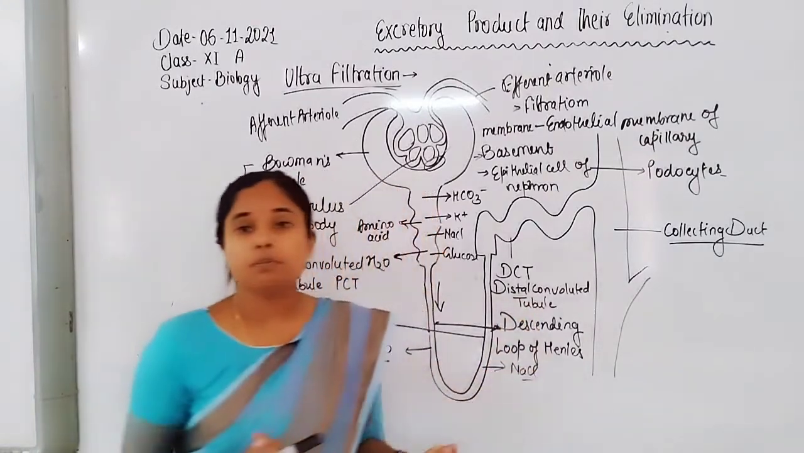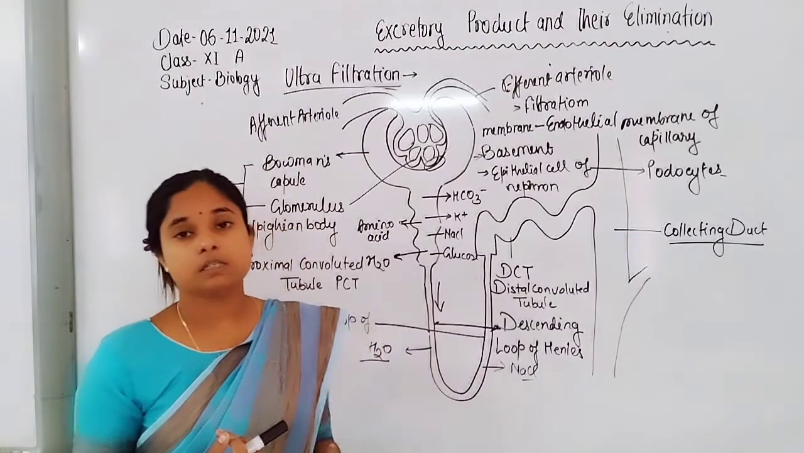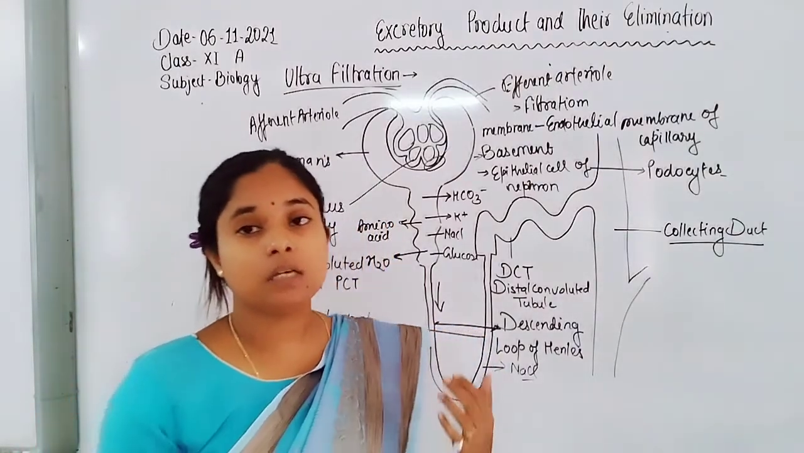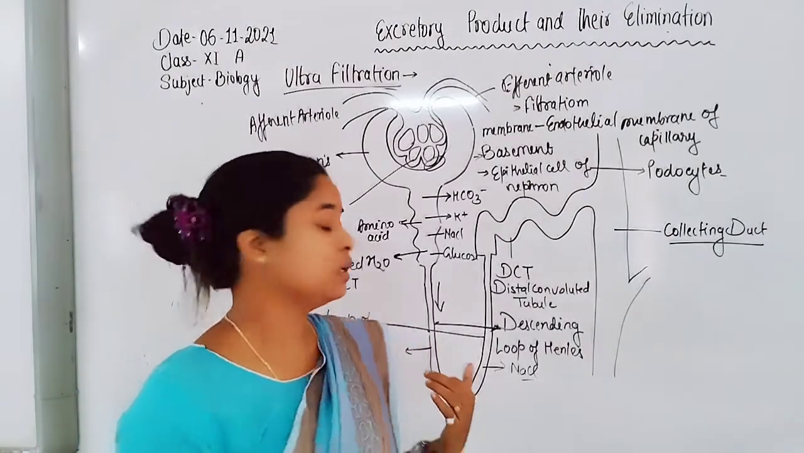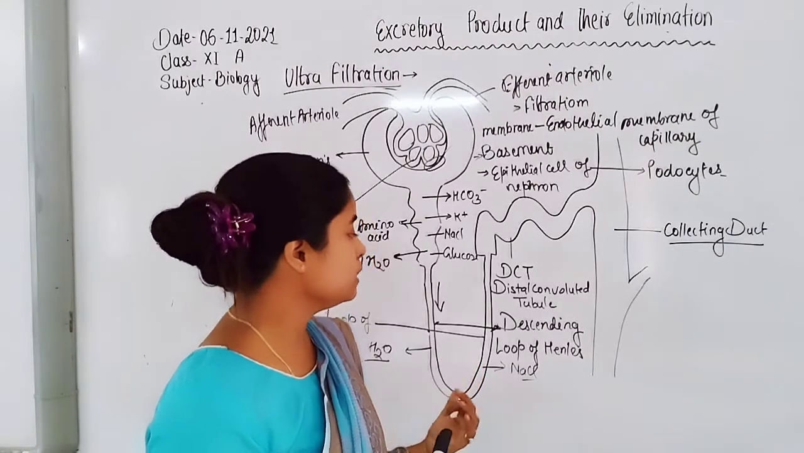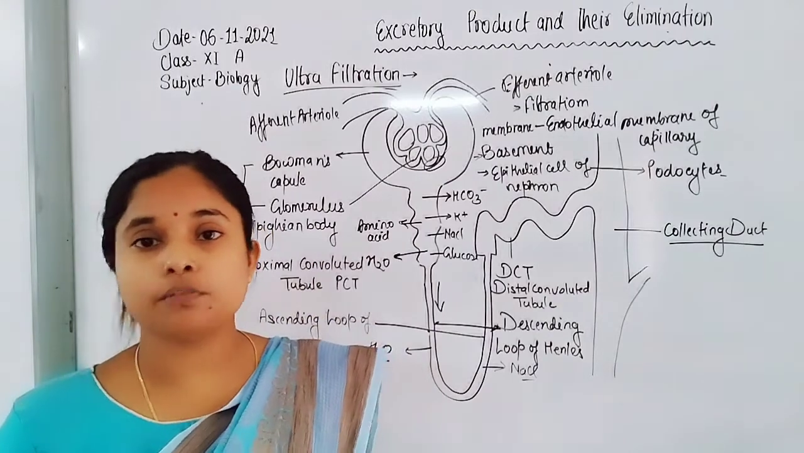Now in the ascending part of the loop of Henle, this region is impermeable to water and sodium chloride too, but sodium chloride is reabsorbed in the ascending loop of Henle by active transport using ATP.